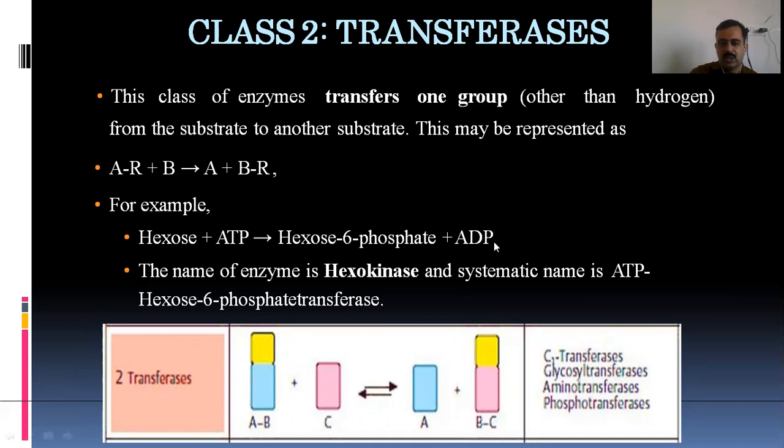The name of the enzyme is hexokinase, so kinase with -ase. The systematic name is ATP:hexose 6-phosphotransferase. See here, A, B and C: A will be left out and B and C will be joined. Examples are glycosyltransferases, aminotransferases, phosphotransferases. So this is the group 2 transferases reaction.